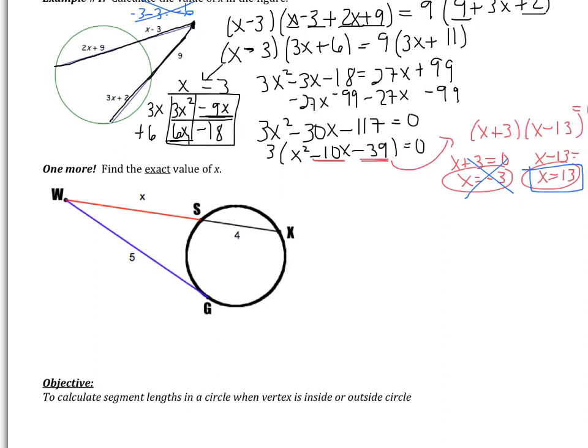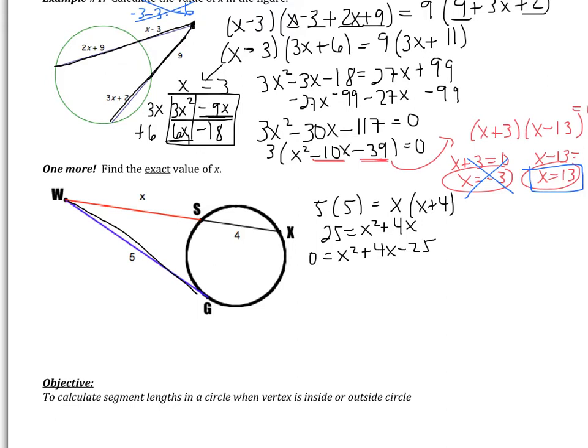So in this case, we have a secant, WX, and we have a tangent, WG. Looking at our tangent first, the outside is 5, the whole is also 5. Looking at our secant, the outside is x, the whole segment is x plus 4. So I have 25 equals x squared plus 4x. If I move the 25 over, so I subtract 25, I have 0 equals x squared plus 4x minus 25.